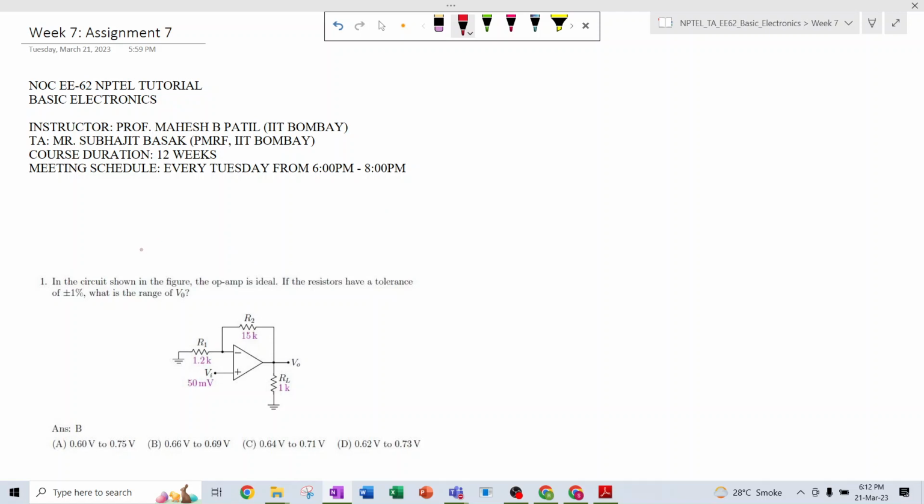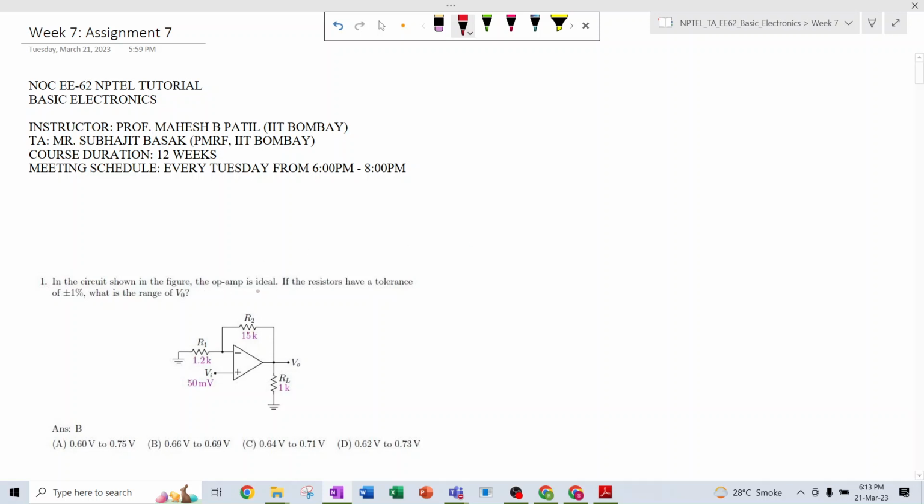Okay. So today I'm going to solve some problems regarding the ideal op amp and the non-ideal op amp, and mostly we'll cover the difference amplifier in the op amp section. Earlier we have done some analysis using the inverting op amp and non-inverting op amp, but today I'm going to discuss how the op amp can be used as a difference amplifier, and also some non-idealities that are present in the op amp and how they affect the output voltage.